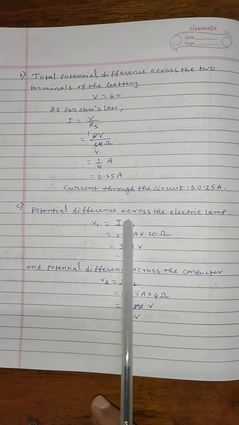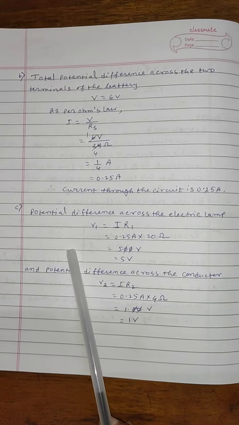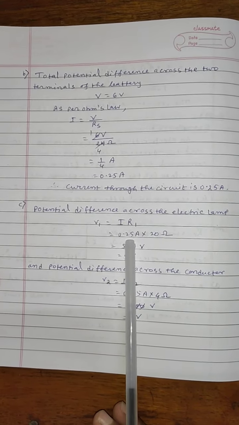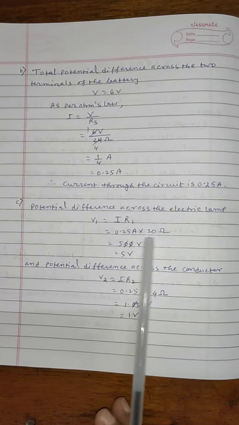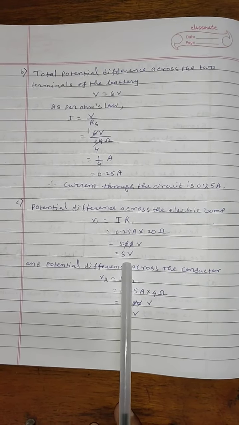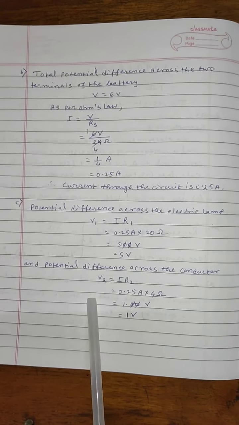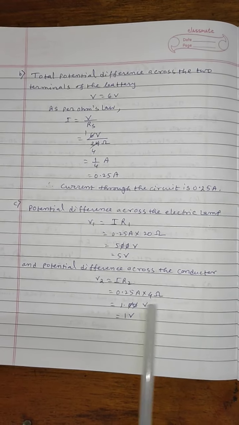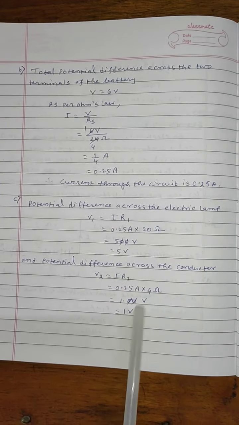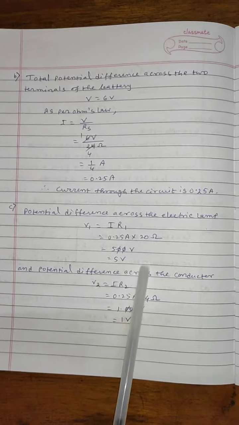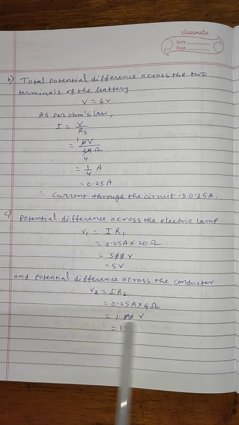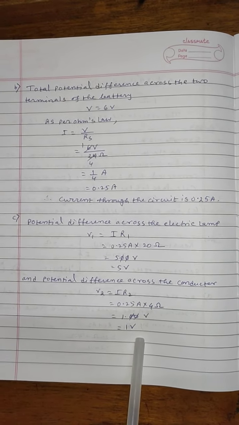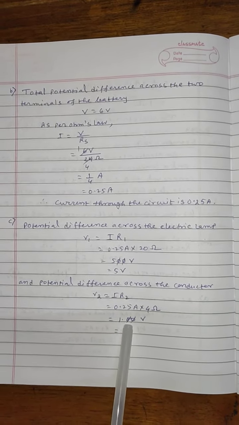Number C, the potential difference across the electric lamp, that is V1, is I R1, the formula according to Ohm's law. So I is 0.25 ampere and R1 is 20 ohm. After multiplication, it becomes 5 volt. And the potential difference across the conductor, that is V2, is equal to I R2, that is 0.25 ampere into 4 ohm. After multiplication, it is 1 volt. So the potential difference across the lamp is 5 volt and across the conductor is 1 volt. 5 plus 1 together gives us 6 volt, and the battery is also given as 6 volt. With this, the answer is completed.